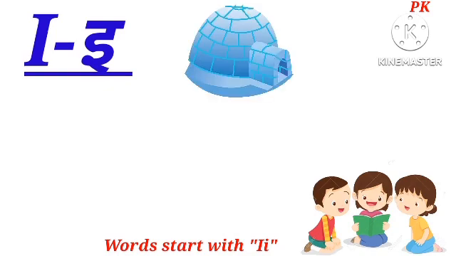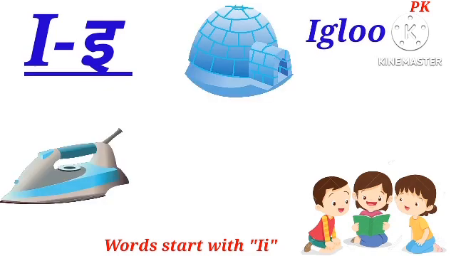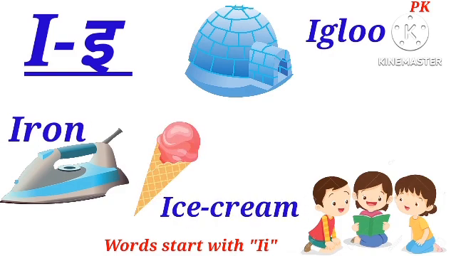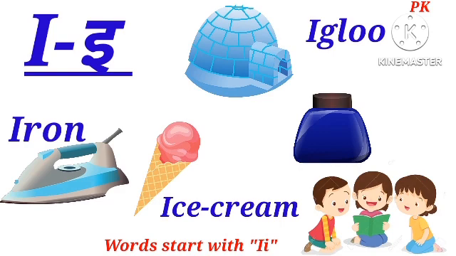I, and it sounds E. Igloo. I says iron. I says ice cream. And I says ink. So here, what is the starting letter? I, and it sounds E or I. So I says E or I.